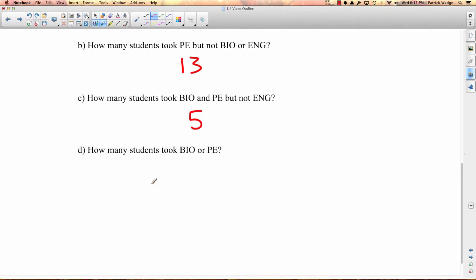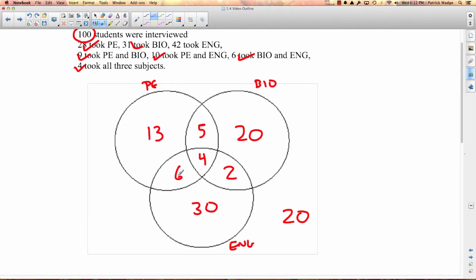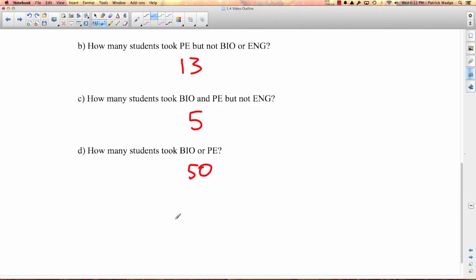But just to absolutely make sure, we could also add up all the numbers in there. 13 plus 6 is 19, plus 4 is 23, plus 5 is 28, plus 2 is 30, plus 20 is 50. It worked. 50 people took bio or PE.